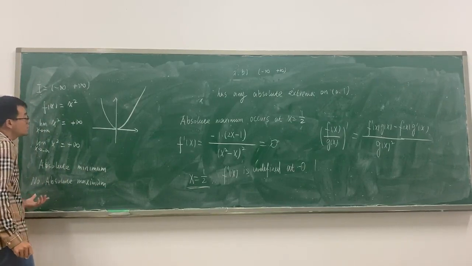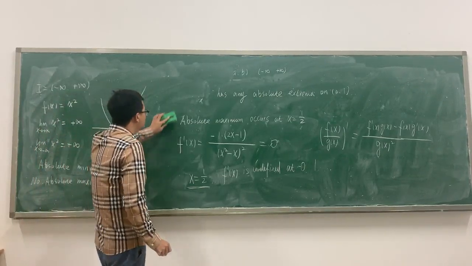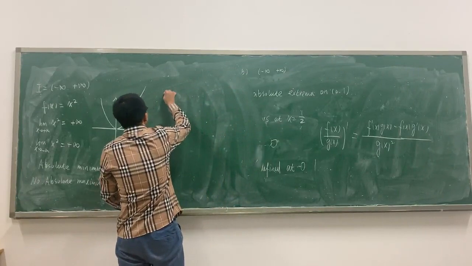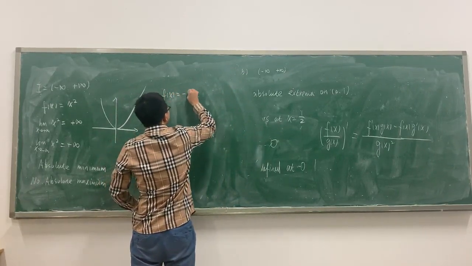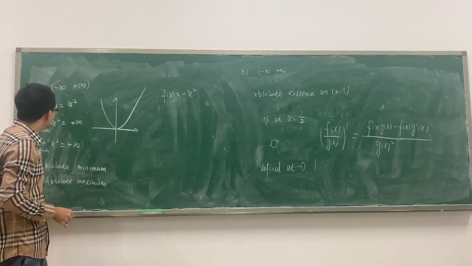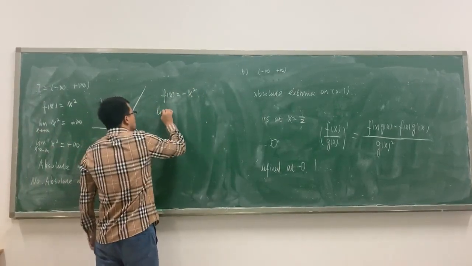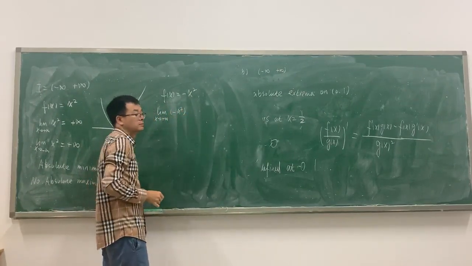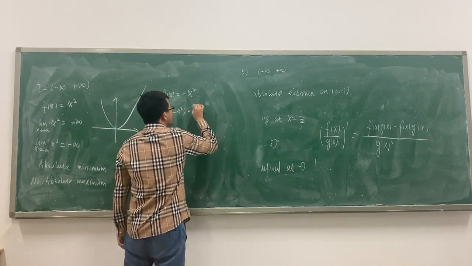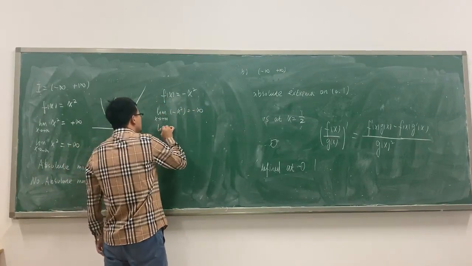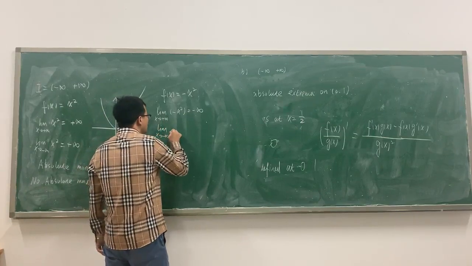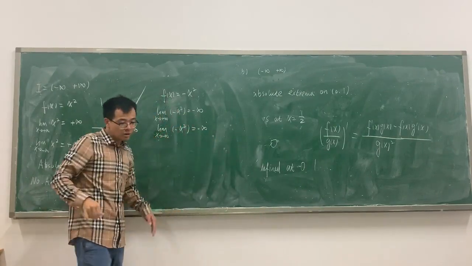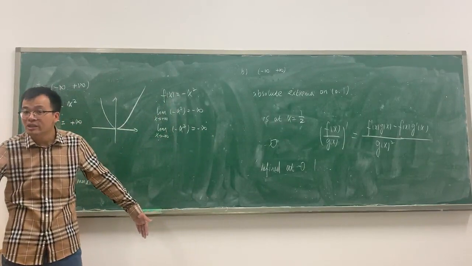The second case is f(x) equals minus x squared. For this function, as x approaches plus infinity, minus x squared approaches minus infinity. And as x approaches minus infinity, minus x squared approaches minus infinity. So the left goes to minus infinity, the right goes to minus infinity.